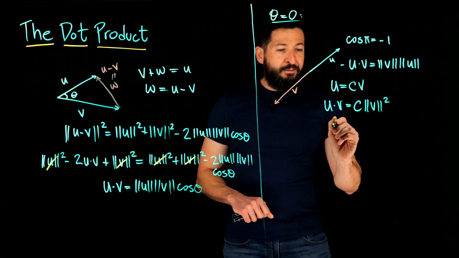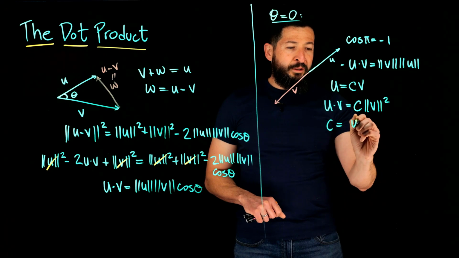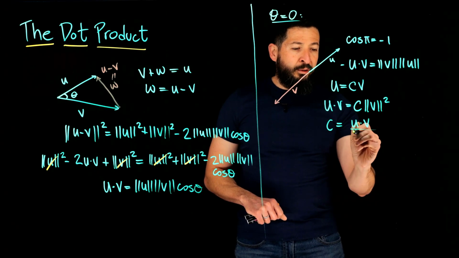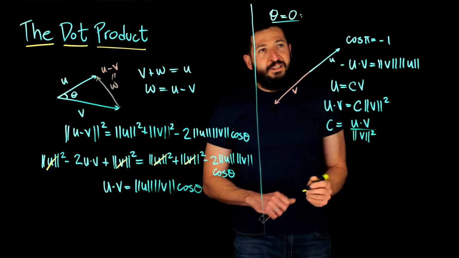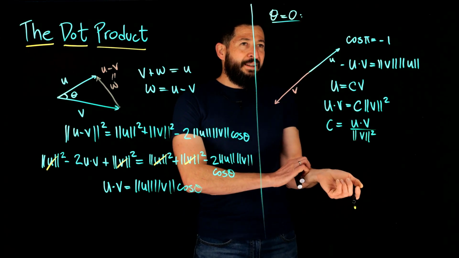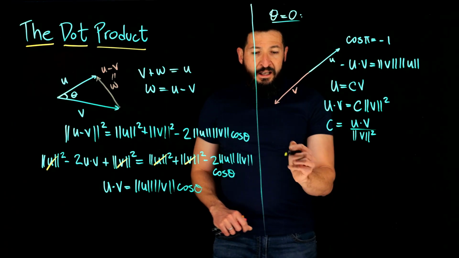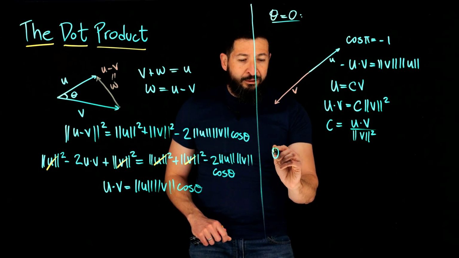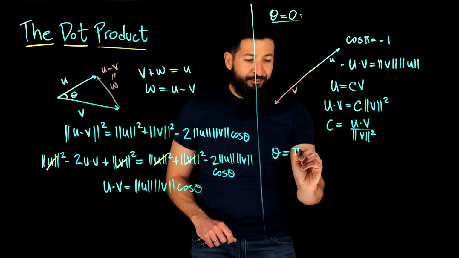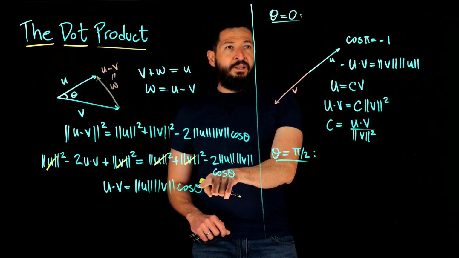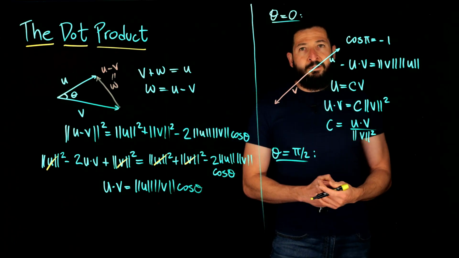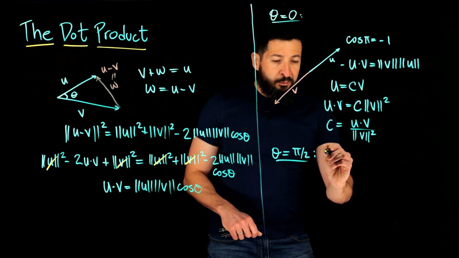And that c then becomes a quantity that will become interesting to us in a little bit when we talk about projections. So that is just a curiosity in that case. Now, if the angle is pi over 2, so if they're orthogonal, that is interesting because by plugging pi over 2 here, you get that the cosine of pi over 2 is 0. Therefore, the dot product is 0.